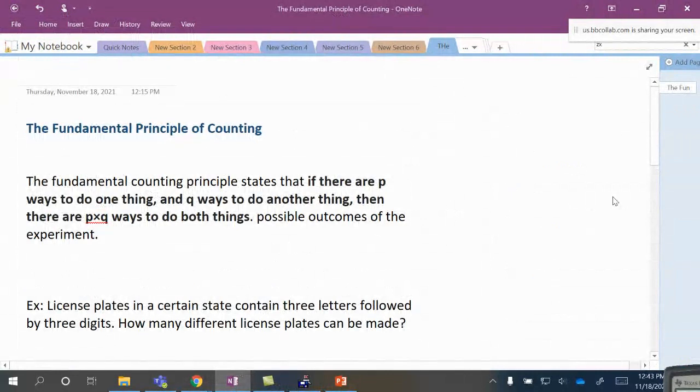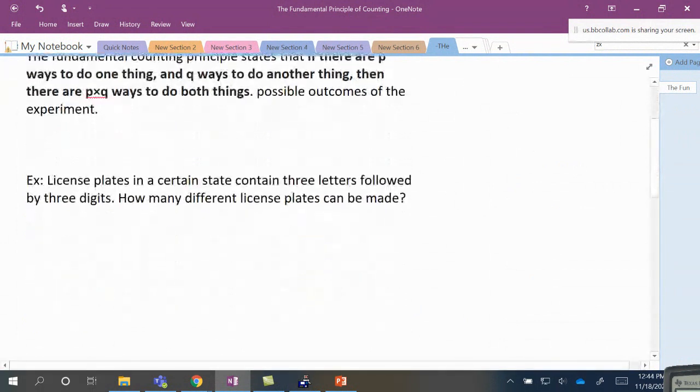In this session, we're going to talk about the fundamental principles of counting and also using combinations. We're going to begin with the fundamental principle of counting. By definition, the fundamental counting principle states that if there are P ways of doing one thing and Q ways of doing another thing, then there are P times Q ways of doing both things.